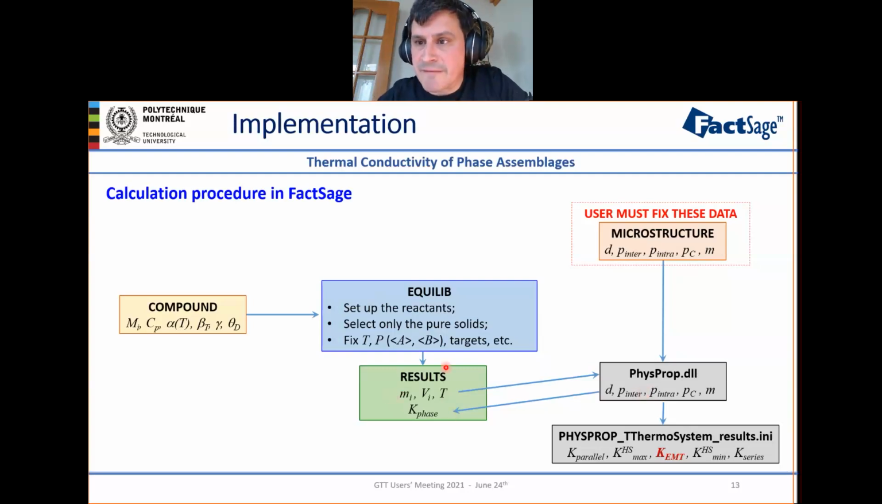thermal conductivity of the phases, which will appear in the Equilib output, and will store in the physprop t-thermosystem results.ini file in the FactSage directory the 5 different thermal conductivities that were presented at step number 5. So the parallel and series limit, the maximum and minimum Aschen-Strickman value, and the EMT recommended value.